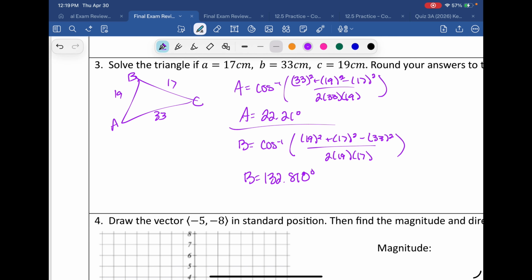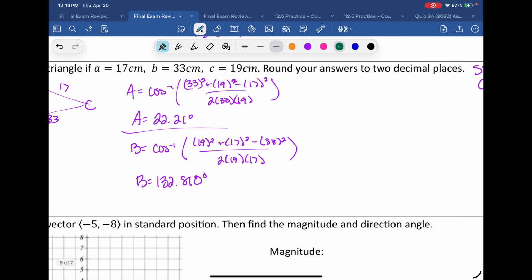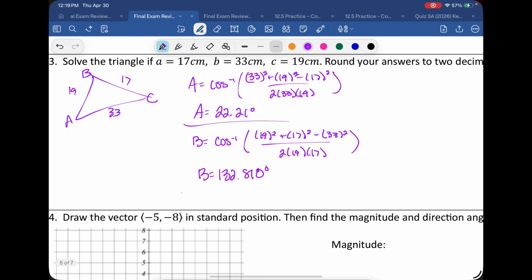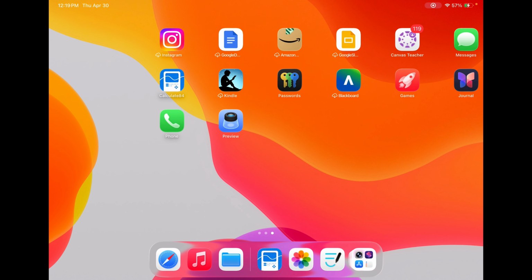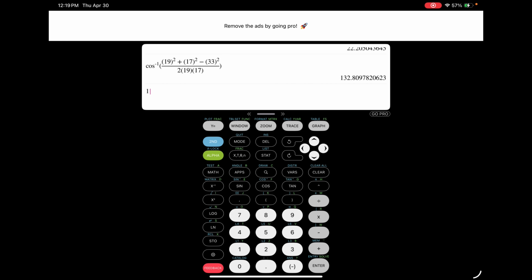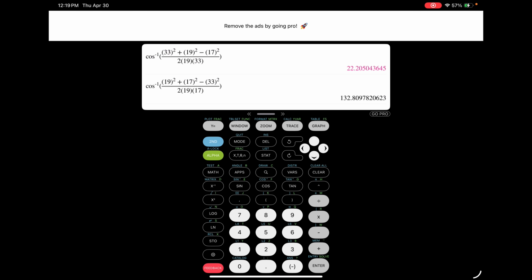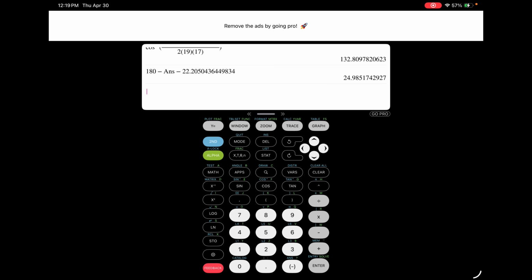Now, how do we find the remaining angle? We subtract those from 180. All right, 180. It's 24.99.